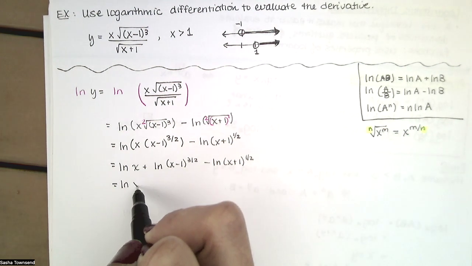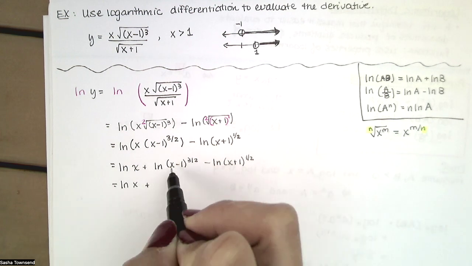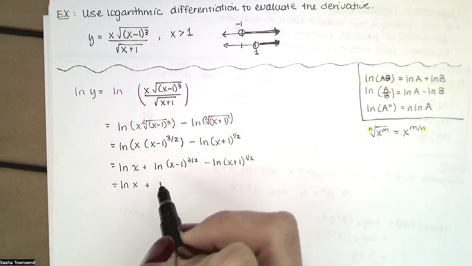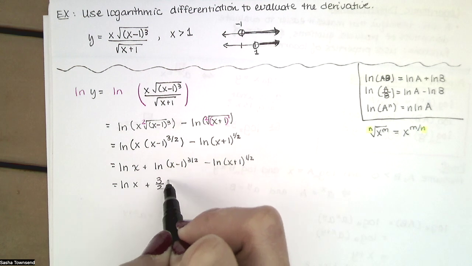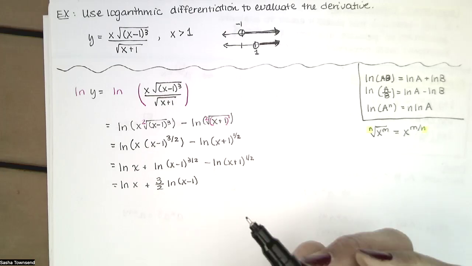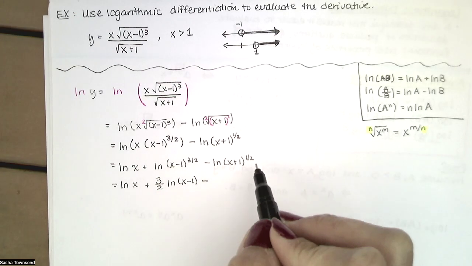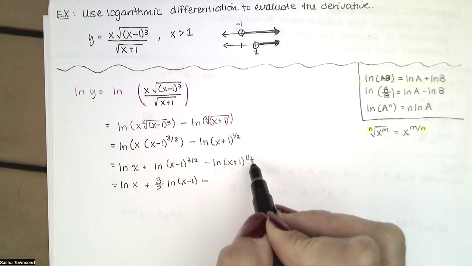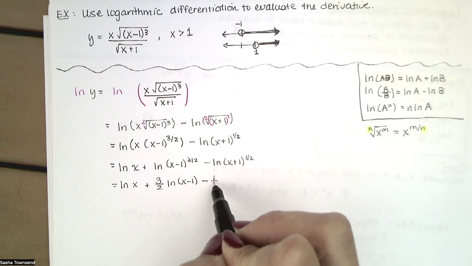So we'll have a natural log of x here. This is natural log of something raised to the 3/2. So you bring that 3/2 out front. That something still in parentheses inside the logarithm. The negative comes down. And then you want to bring that 1/2 out front in the same way.